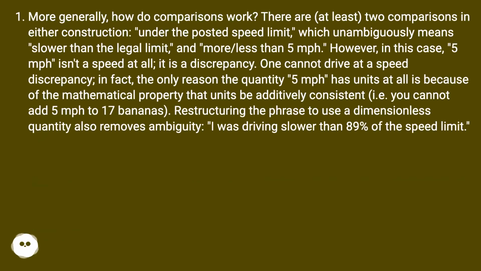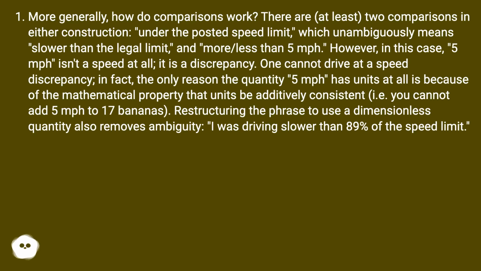More generally, how do comparisons work? There are, at least, two comparisons in either construction: under the posted speed limit, which unambiguously means slower than the legal limit, and more or less than 5 miles per hour. However, in this case, 5 miles per hour isn't a speed at all, it is a discrepancy. One cannot drive at a speed discrepancy. In fact, the only reason the quantity, 5 miles per hour, has units at all is because of the mathematical property that units be additively consistent, i.e. you cannot add 5 miles per hour to 17 bananas.